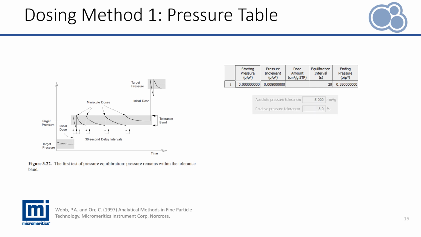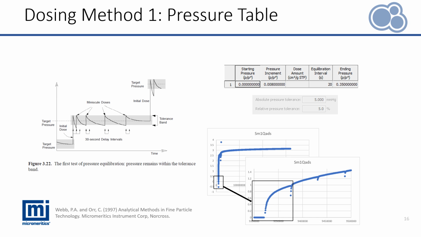This tolerance band is user-defined under the dosing option, typically set as 5 millimeters of mercury for absolute pressure tolerance and 5% for relative pressure tolerance for a typical nitrogen physisorption analysis. The instrument takes whichever is the lower tolerance at a given pressure, and this tolerance can be decreased if more precise target pressure is desired, or it can be increased if a fast analysis time is desired, slightly compromising the quality of the data.